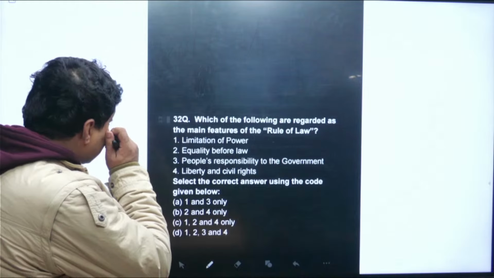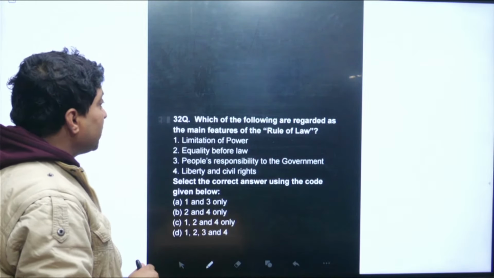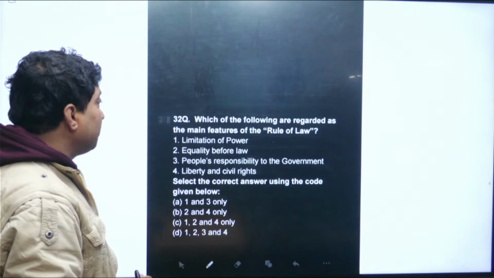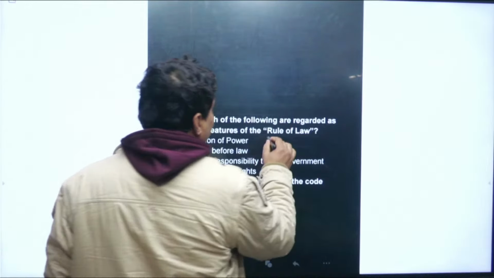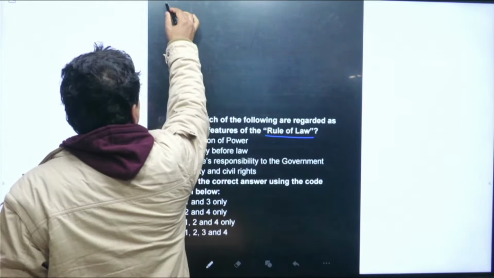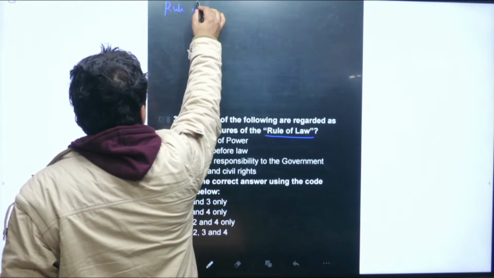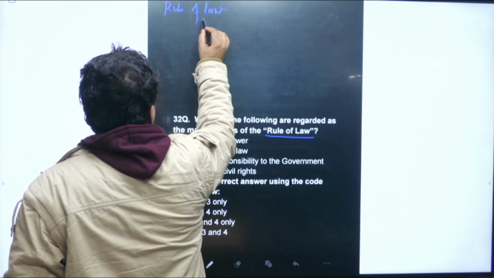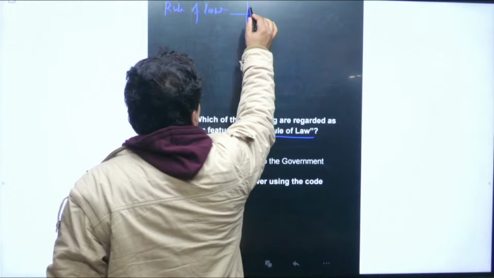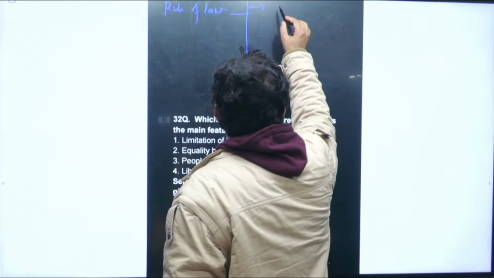Now look at which one of the following is regarded as the main feature of rule of law. I told you that rule of law has four certain features. What is the feature? Absence of arbitrary power.